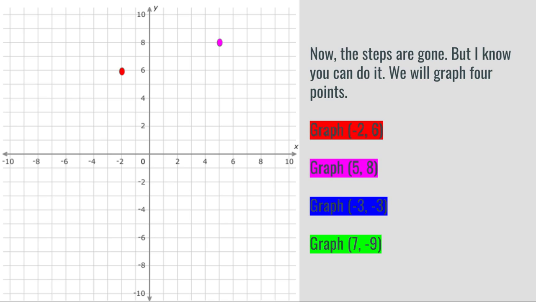Now we're going to graph (-3, -3). What quadrant is it in? How many do you move left or right or up or down? It is in the third quadrant. You move 3 to the left and 3 down.